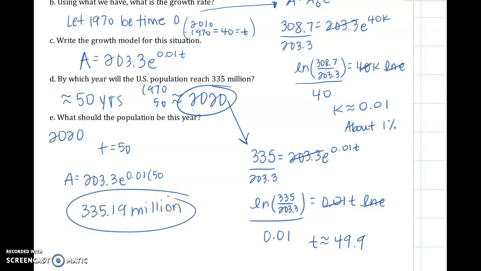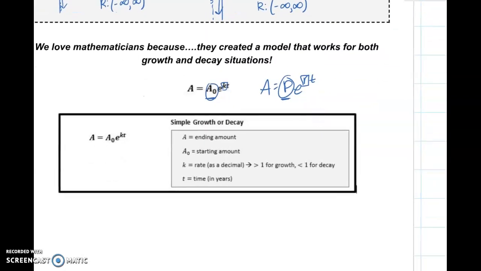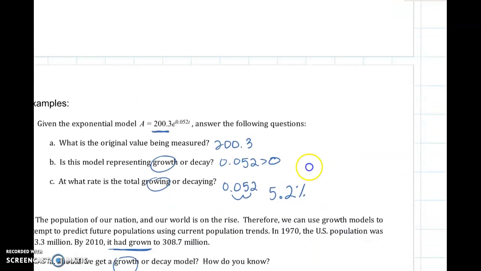Real quick before this video runs out, I forgot to point out an error in here. In the simple growth or decay, this should be greater than 0 or less than 0, like I stated in the example.